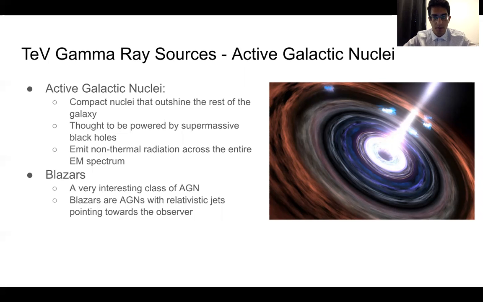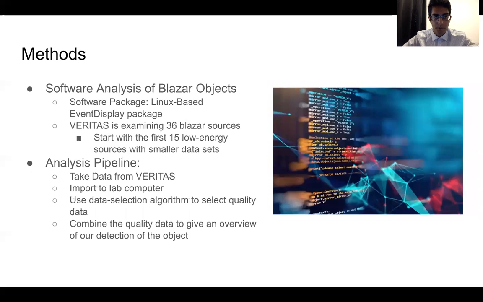In my project, we are specifically interested in studying blazars, which are just an interesting class of AGN that have relativistic jets pointing towards the observer. And these blazars emit gamma rays that we can view from millions and billions of light years away and all the way on our own planet through these IACTs and this Cherenkov light.